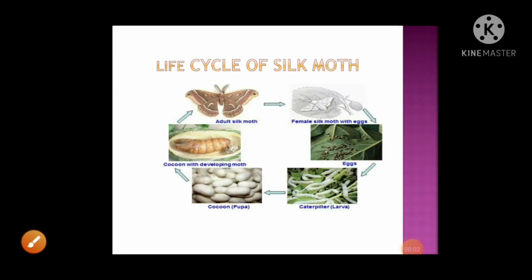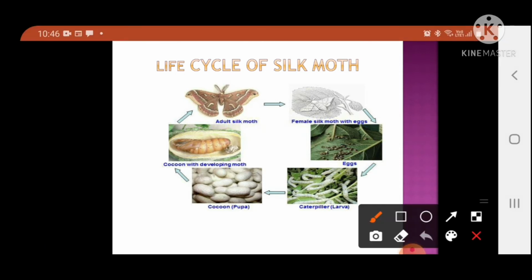There are 4 stages in the life cycle of a silk moth. Number 1 is egg. Number 2 is caterpillar. Number 3 is pupa. And number 4 is adult.